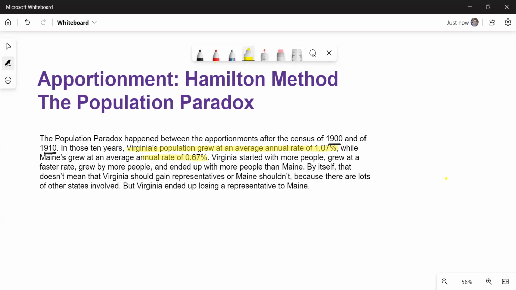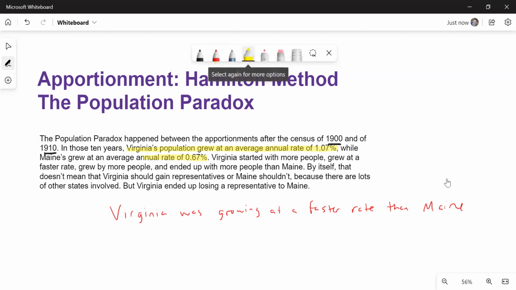So what we learn here is that Virginia was growing at a faster rate than Maine. All right, that's the first thing to notice. All right, what else happened? Okay, so Virginia started with more people, grew at a faster rate, grew by more people, and ended up with more people than Maine. So that's something to know there.